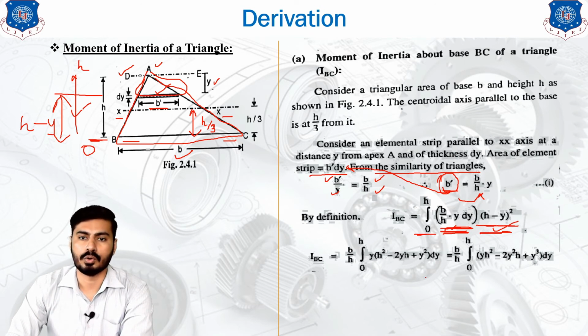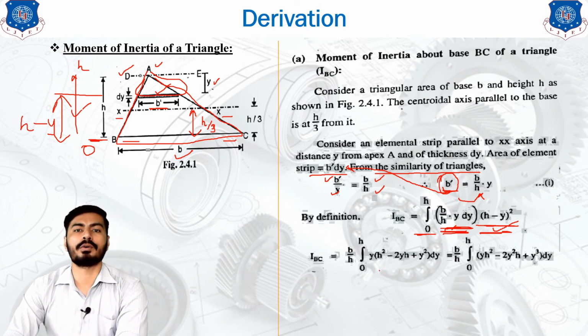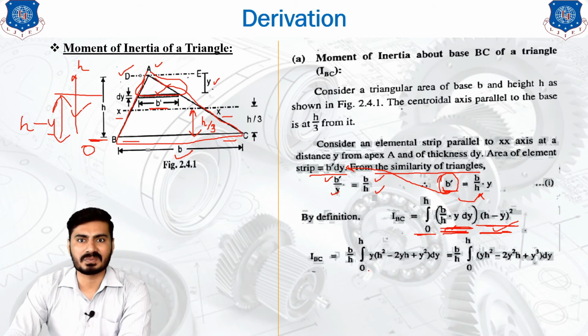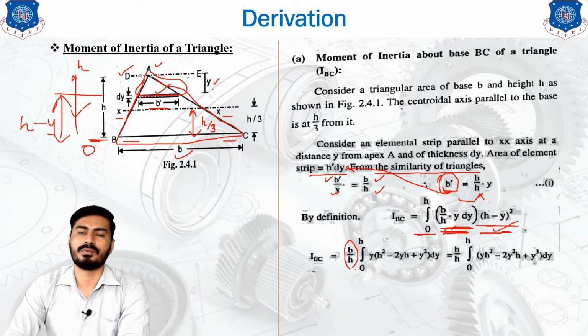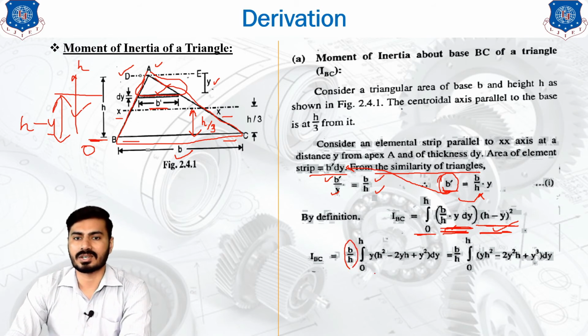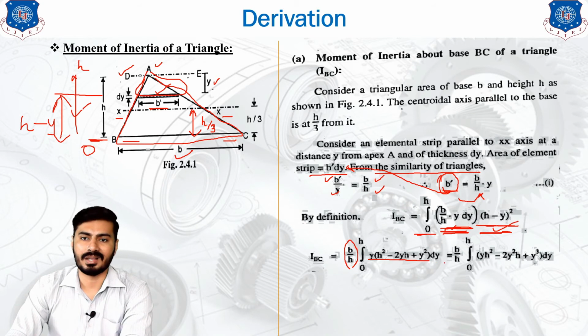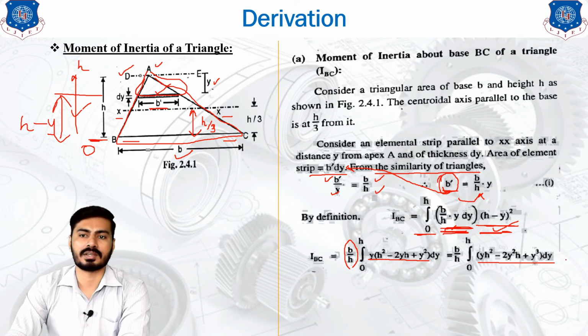Now what will we do? We will calculate the moment of inertia by taking the constants out of the integration. So what are the constants? These are b by h. So we have taken them out of the integration, and the rest of the terms would look like this. Okay, so y is our variable, and that's why we will multiply the y into each and every member, so that you can get the equation like this.